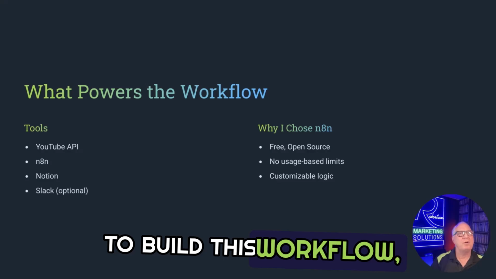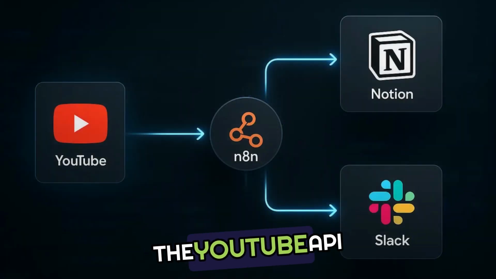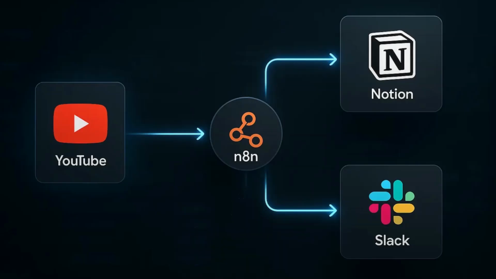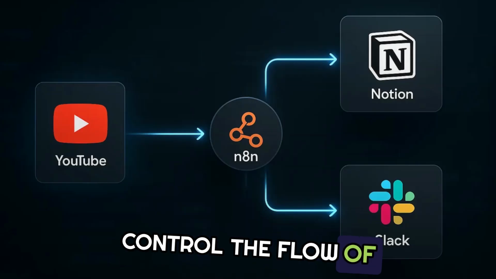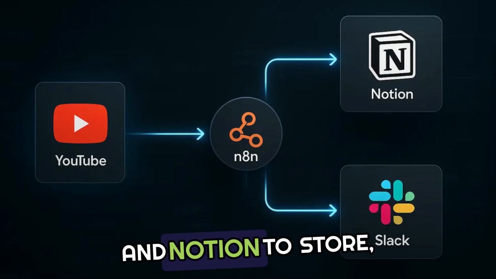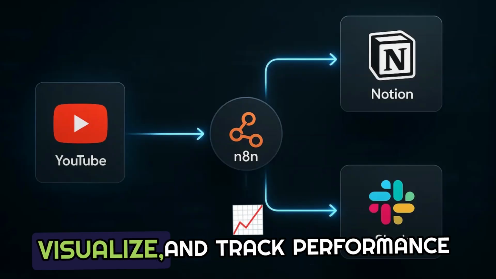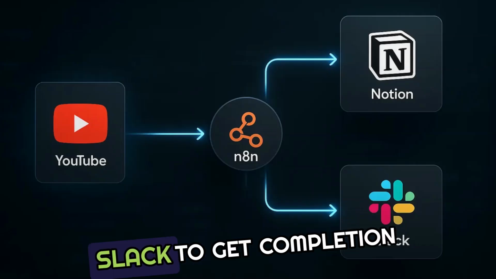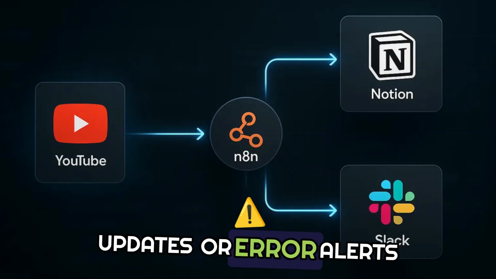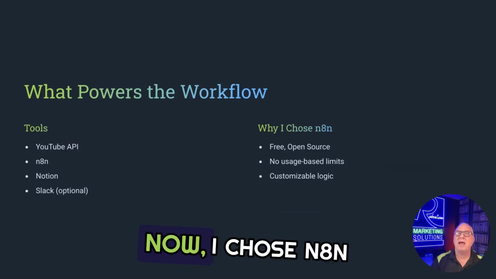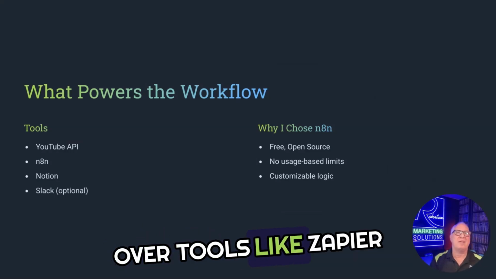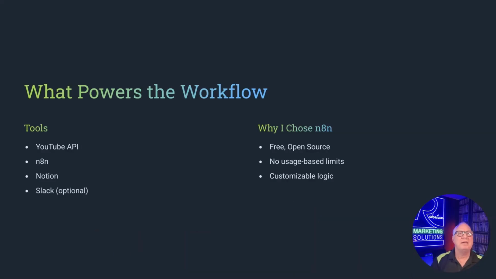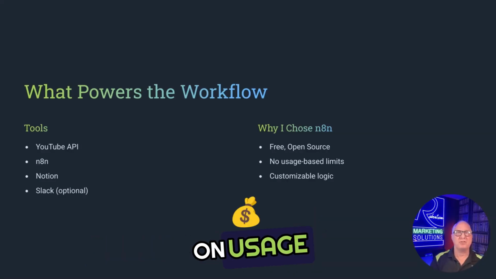To build this workflow, I used the YouTube API to get accurate channel metrics, n8n to automate and control the flow of data, and Notion to store, visualize, and track performance. And optionally, Slack to get completion updates or error alerts. Now, I chose n8n over tools like Zapier because it's open source, flexible, and doesn't charge based on usage.